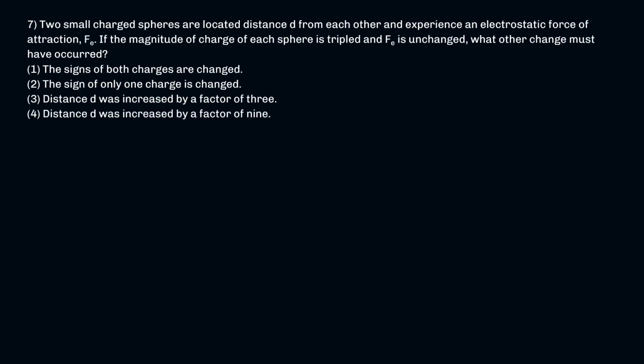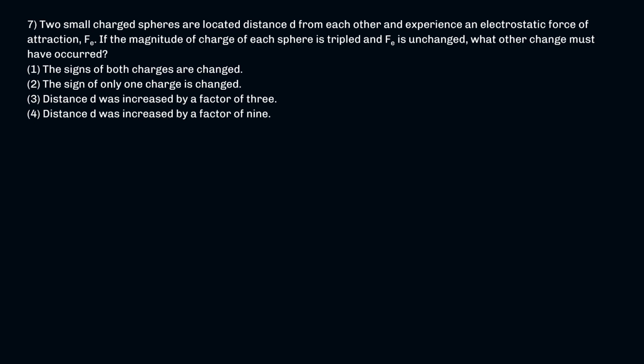All right, so example number 7. We have two charged spheres located a distance d from each other that experience an electrostatic force of attraction Fe. If the magnitude of the charge of each sphere is tripled and Fe is unchanged, what other change must have occurred? So this is going to be a law of ones question again. We've done this with universal gravitation.